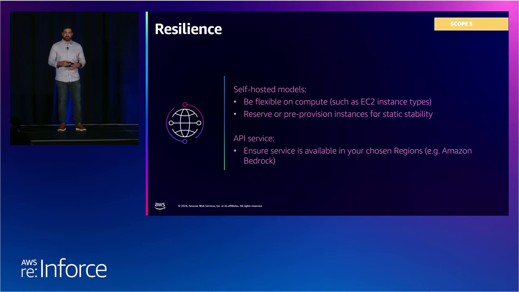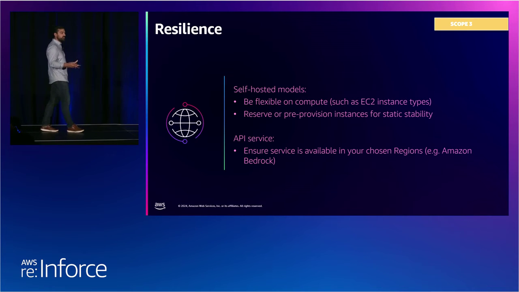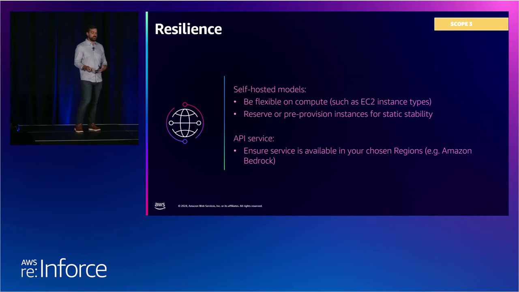For API services, it's important to understand where your API, where that particular service is available prior to deploying your application in that region. So if the API service that you're leveraging isn't available in a particular region, you may choose to deploy your application in a different region where that API service is available.